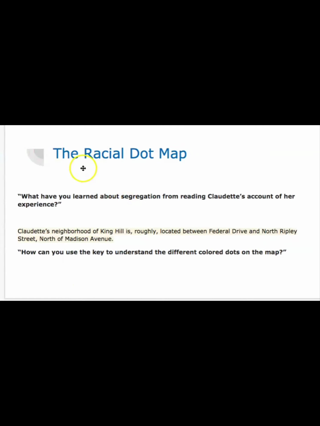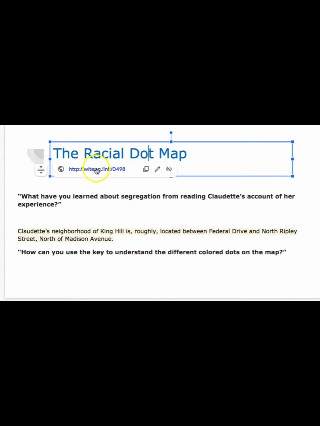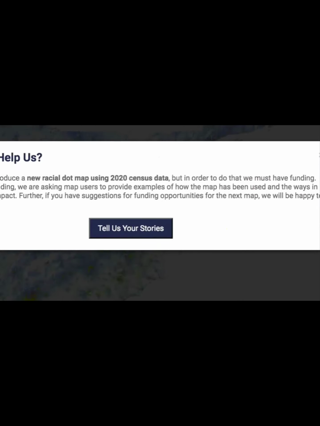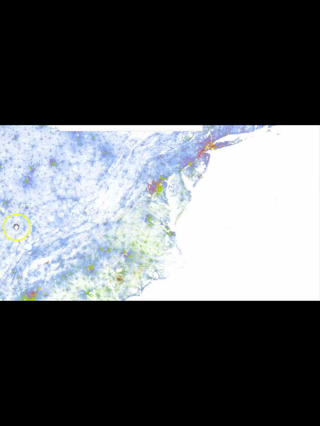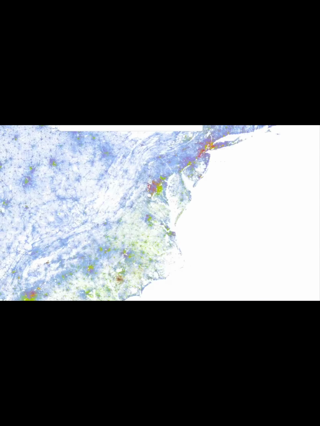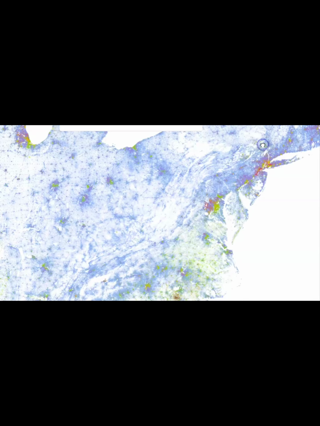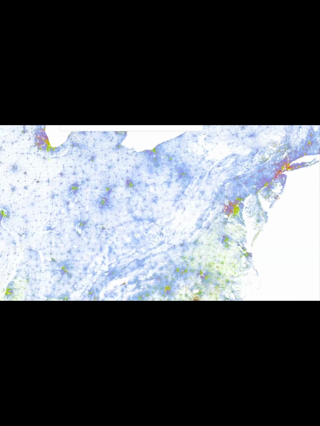Now we're going to examine the racial dot map. This will be inside of Schoology. It'll be a link, and it'll look something like this. This is the racial dot map, okay? And you can add labels, you can remove the coloring, you can add coloring, you can remove the labels, etc. Make sure that you pay attention to the legend.